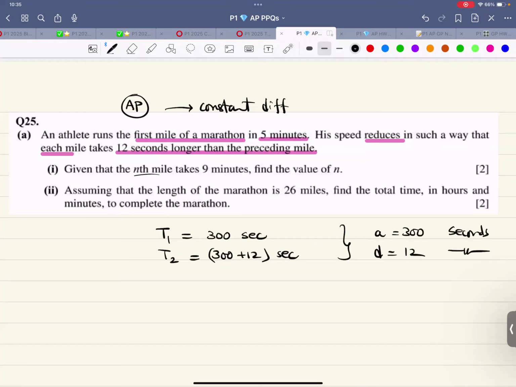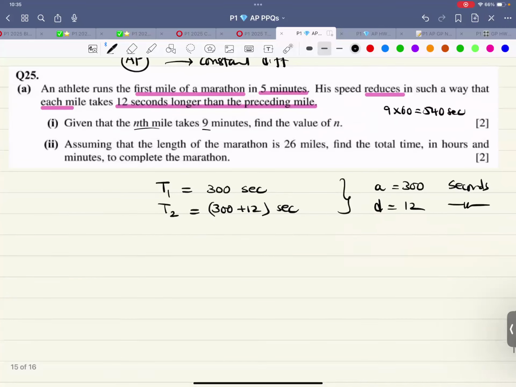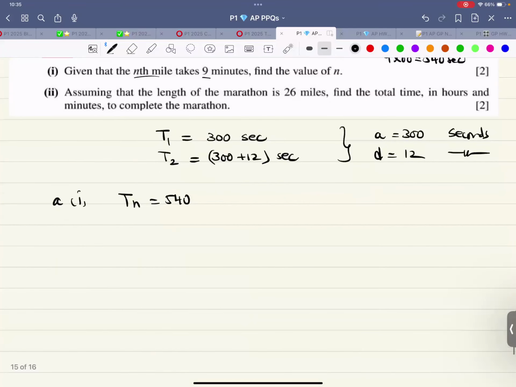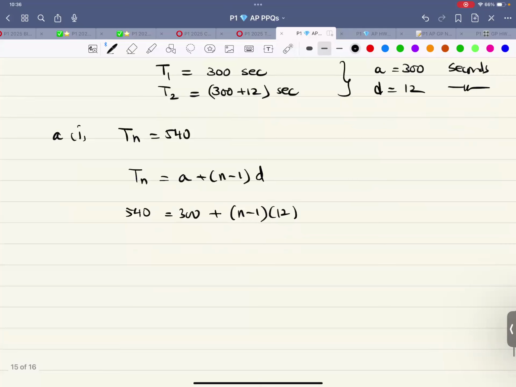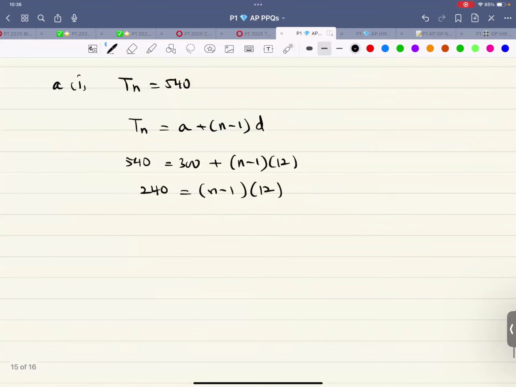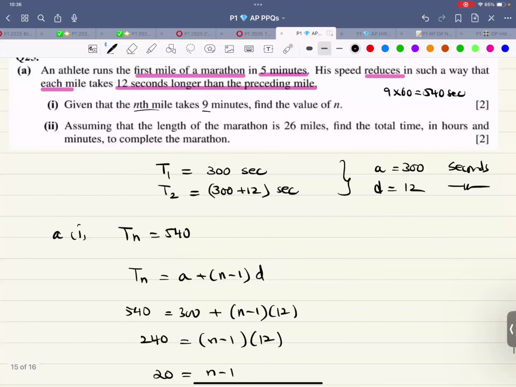Given that the nth mile takes 9 minutes, or you can work in minutes also. So if it's 9 minutes, 9 into 60 is 540 seconds. That is the nth mile. So part (a), Tn is 540. Find the value of n. What is Tn? That is a plus n minus 1 into d. 540 is 300 plus n minus 1 into 12. 540 minus 300, 240, is n minus 1 into 12. 240 over 12, 20, is n minus 1. Therefore, n comes out to be 21. That is the 21st term.